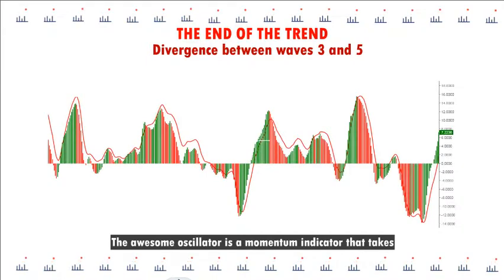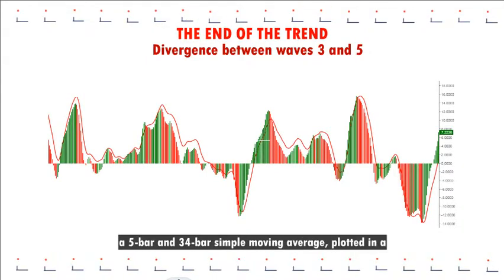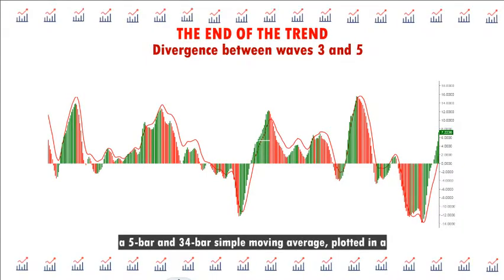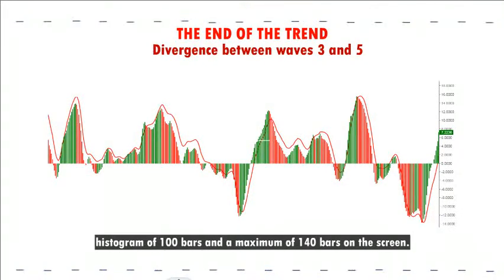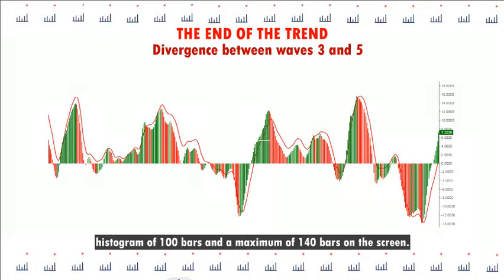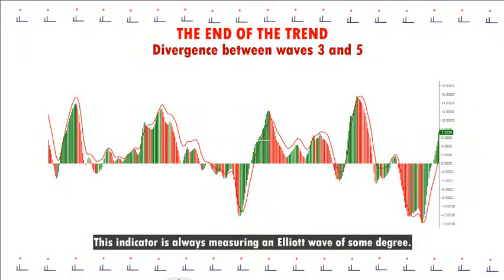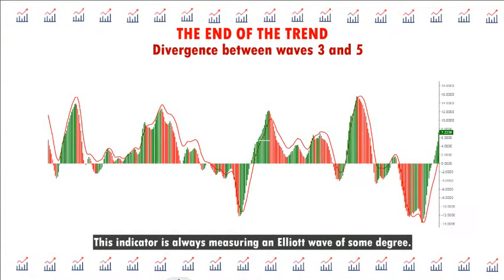The Awesome Oscillator is a momentum indicator that takes a 5-bar and 34-bar simple moving average, plotted in a histogram of 100 bars and a maximum of 140 bars on the screen. This indicator is always measuring an Elliott wave of some degree.